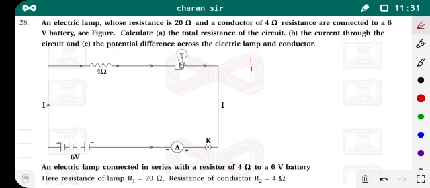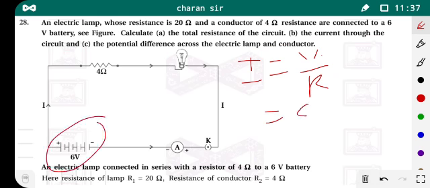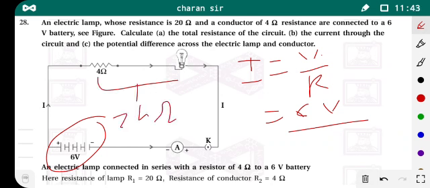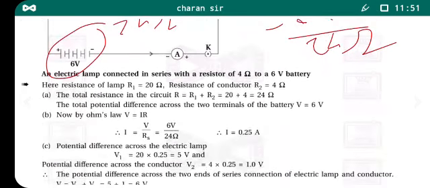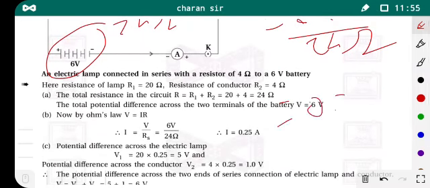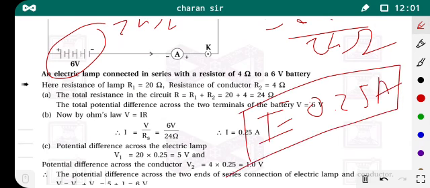And what is the electric current? The electric current I is equal to V by R, where the V value is 6 volts. Now your equivalent resistance is 24 ohms. Here this one has 4 ohms, this is 20 ohms. So your electric current is 0.25 amperes. This is the current through the circuit. In series connection the current is equal in each conductor or resistor, and that is equal to the total electric current in the circuit. So this is your second question.